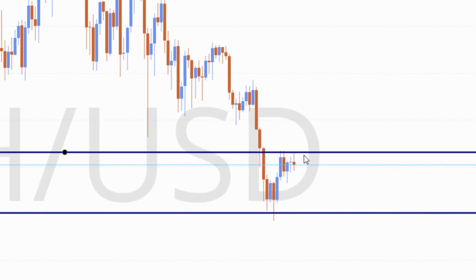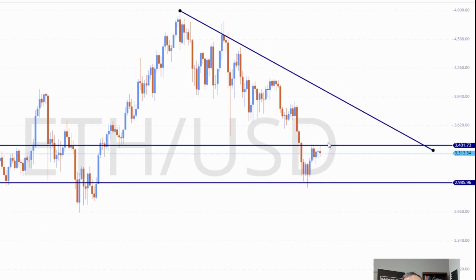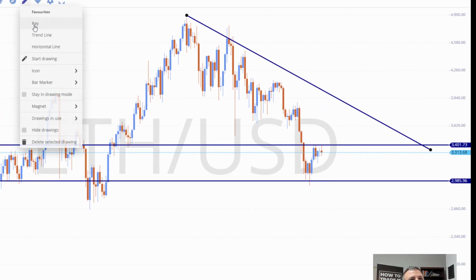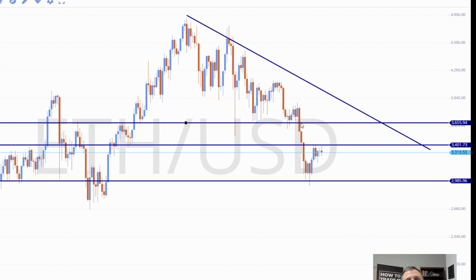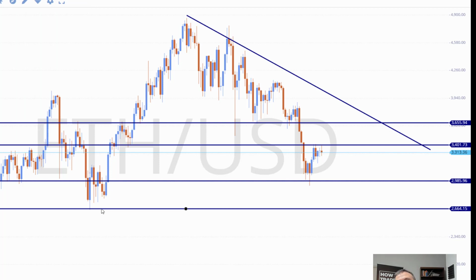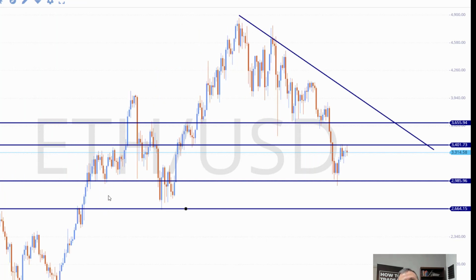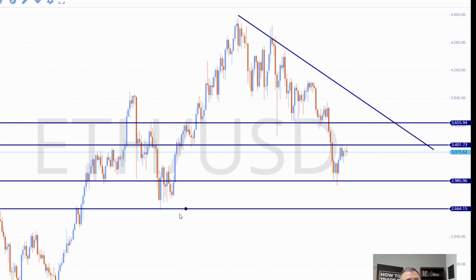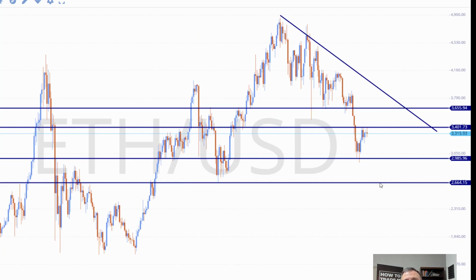3401. Keep that number. If it breaks above, it could be a nice upward gain. We still have some trend line action right here. It could get right up to here. We have some more. If it goes back up, we could get up to 3655. However, if it goes lower, look for 2664. And so we want to use these levels. Buy off of 2664, definitely a possibility.